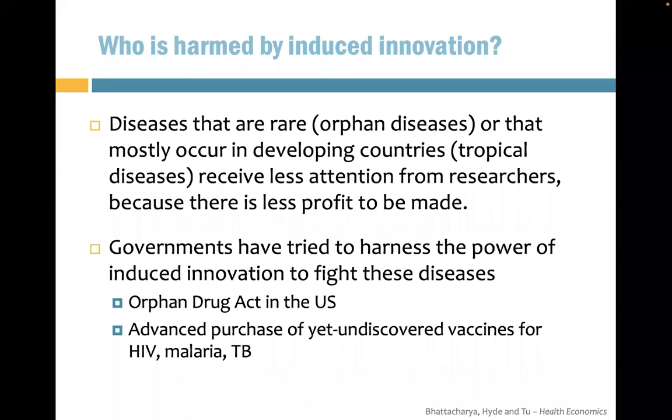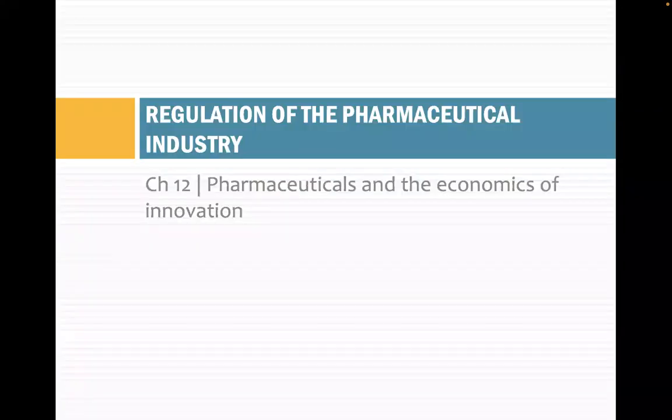Governments should come in to help. There are governments that have tried to harness the power of induced innovation to fight these diseases. So in the US, there is the Orphan Drug Act. And there's also advance purchase of yet undiscovered vaccines for HIV, malaria, or TB.